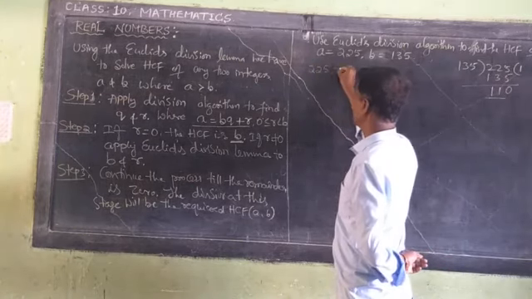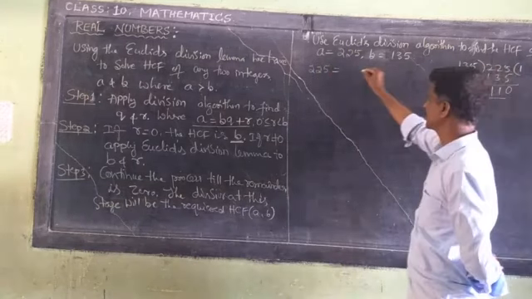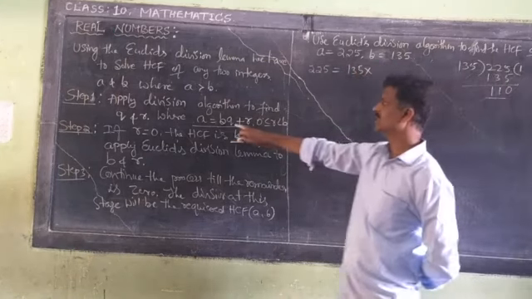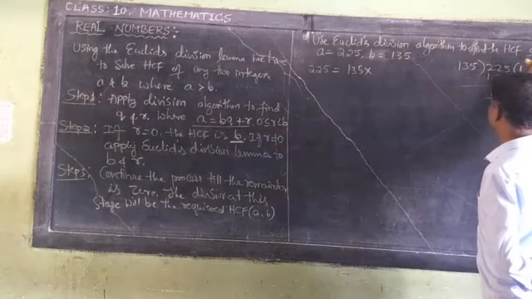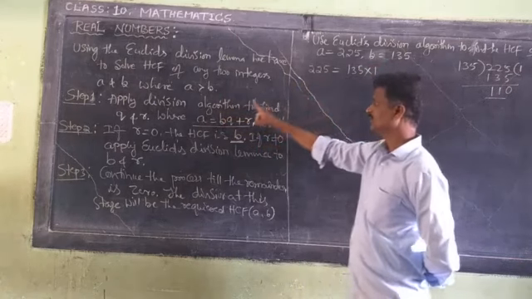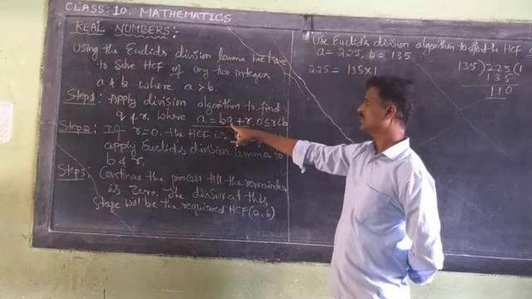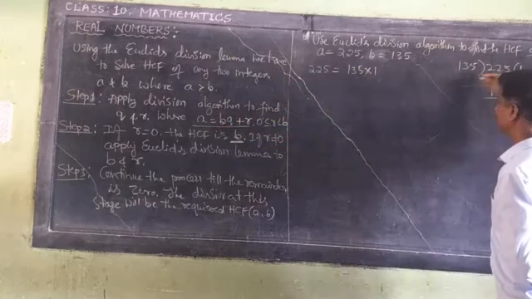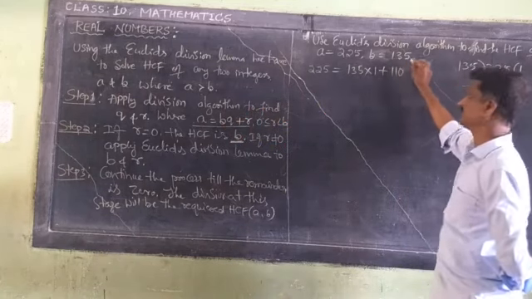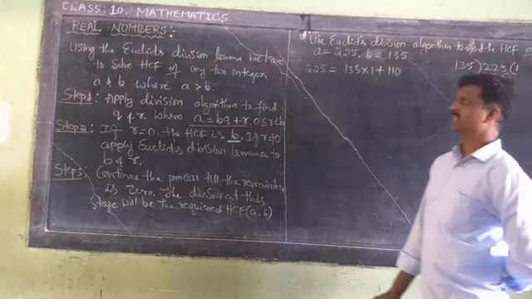So this can be written like this: 225, the dividend, is equal to the divisor, 135, into the quotient. Here Q is the quotient, and the quotient is 1, plus the remainder. A is the dividend, B is the divisor 135, and in BQ, B into Q, Q means 1, plus the remainder. What is the remainder? The remainder is 90. Okay, next, what is the second step?